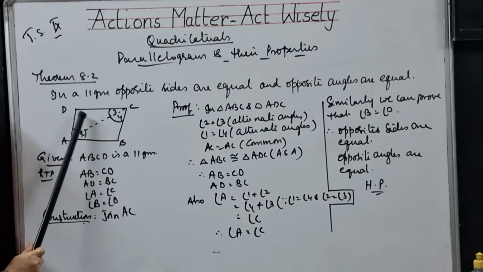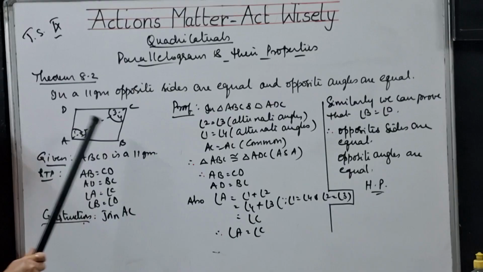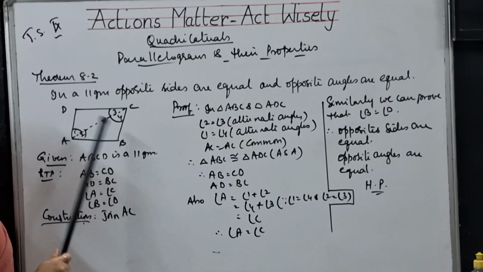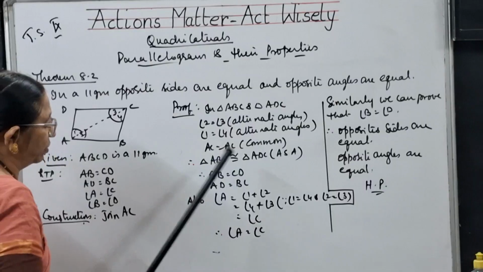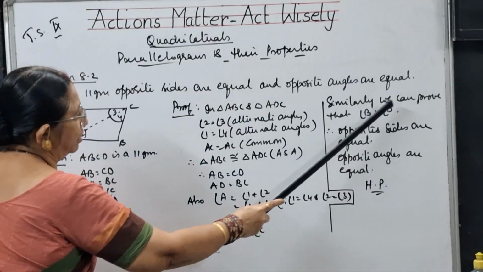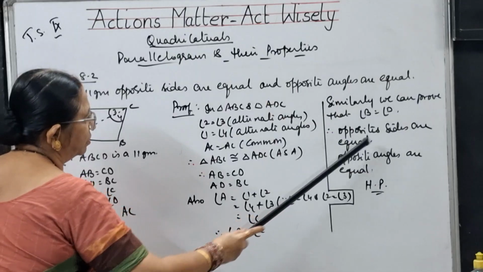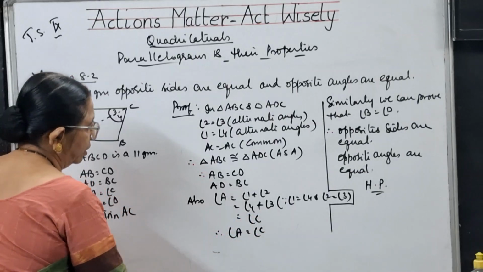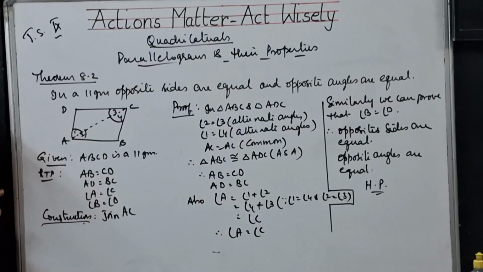In the same way, if you draw the other diagonal and follow the same procedure, you can say that angle B is equal to angle D. We need not do it once again, we can just write: similarly, we can prove that angle B is equal to angle D. So opposite sides are equal, opposite angles are equal. This we have proved, children. Please note it down. Theorem 8.2.